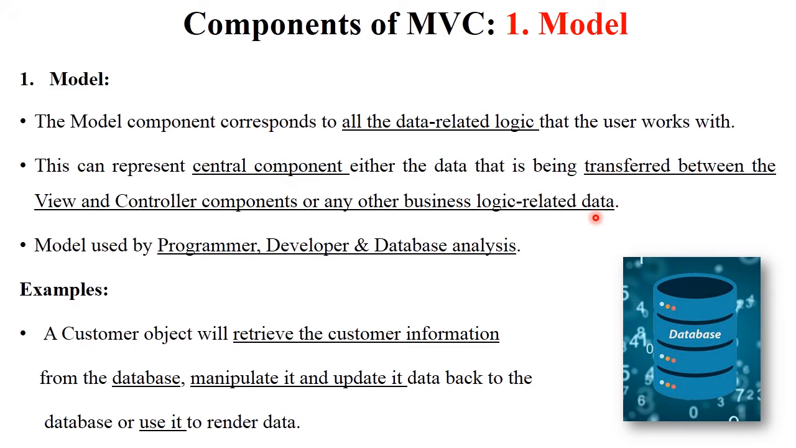Simply, model means database. Only programmers, developers, and database analysts use this kind of model. Customers don't use the model. As per the requirements, the customer has the authentication to use the database. The example is a customer object will retrieve the customer information from the database, manipulate it, update it, send data back to the database or use it to render data. It means all the manipulations or operations like select, insert, update, delete are performed on the model or on the database.